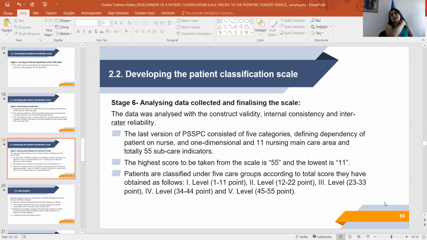Patients are classified under 5 care groups according to the total score they have obtained as follows. According to the literature, first level refers to minimum care, second level medium care, third level high care, fourth level semi-intensive care, and fifth level intensive care.